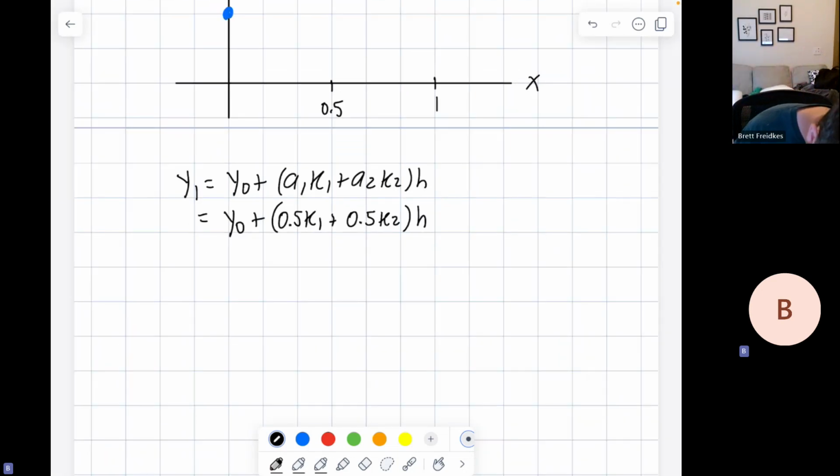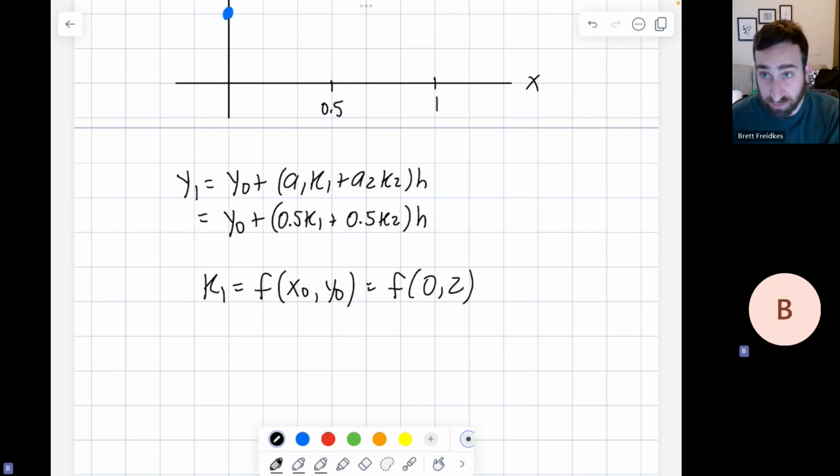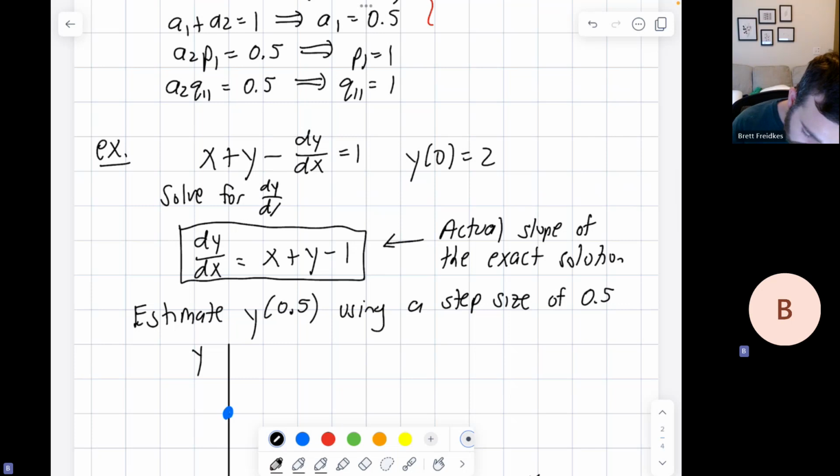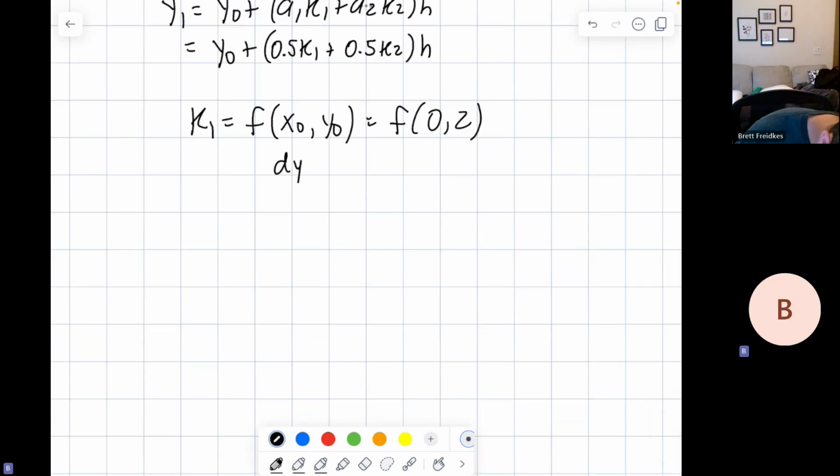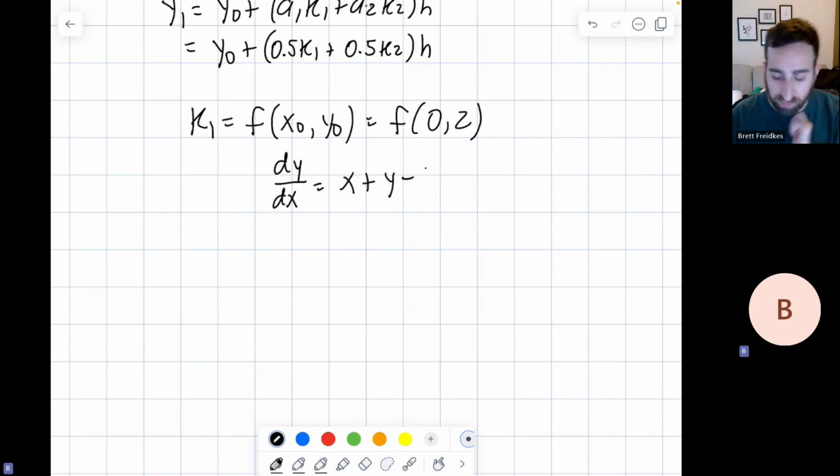So k1 is the slope at our current point, which for our problem would be the slope at 0, 2. Remember that f is the slope. So if we come up to our equation, we see that this is an expression for the slope. dy dx is x plus y minus 1, apologies. This is the same thing as f of x, y. This is equivalent.